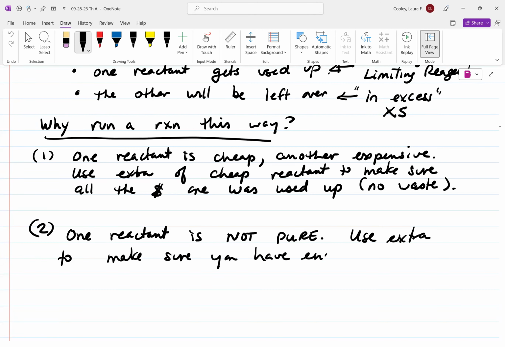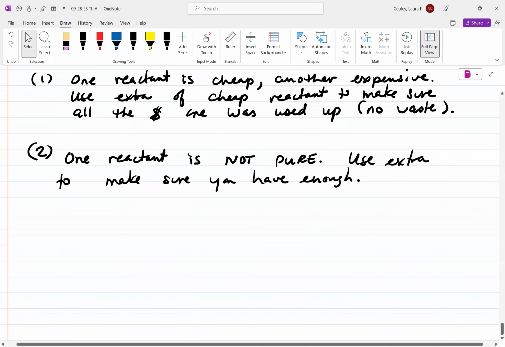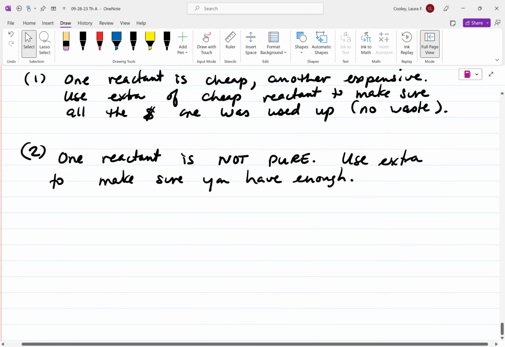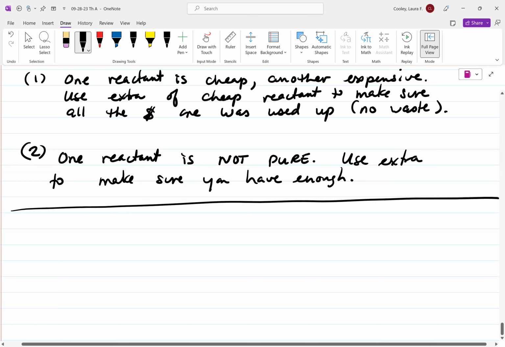And there's a lot of other reasons as well, which have to do with the ease of working up the reaction when you're done. If you have something that's very hard to separate from the product, you wouldn't want to put extra of that in. So there's all kinds of different considerations that you come across in the lab. But the fact is that there are many times when you do not have the stoichiometric ratio of reactants in that flask. So we need to know how to deal with situations in reactions where the reactants are not present in the stoichiometric ratio.